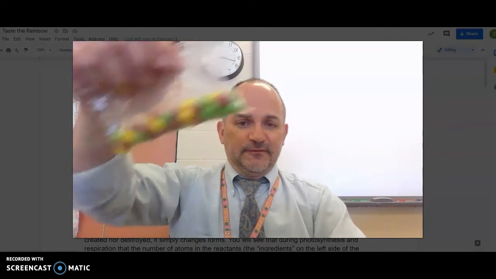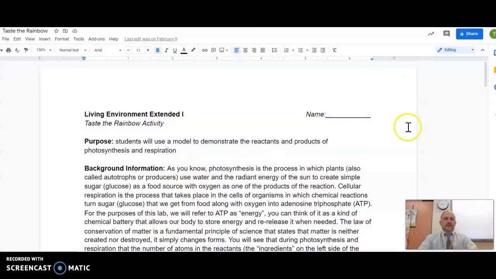Hi there. This video is to show you how to get started with the Taste the Rainbow activity that you have yet to finish. For this activity you will need Skittles, 3 colors of Skittles. You'll need colored pencils, and you'll need the handout, and the handout looks like this.